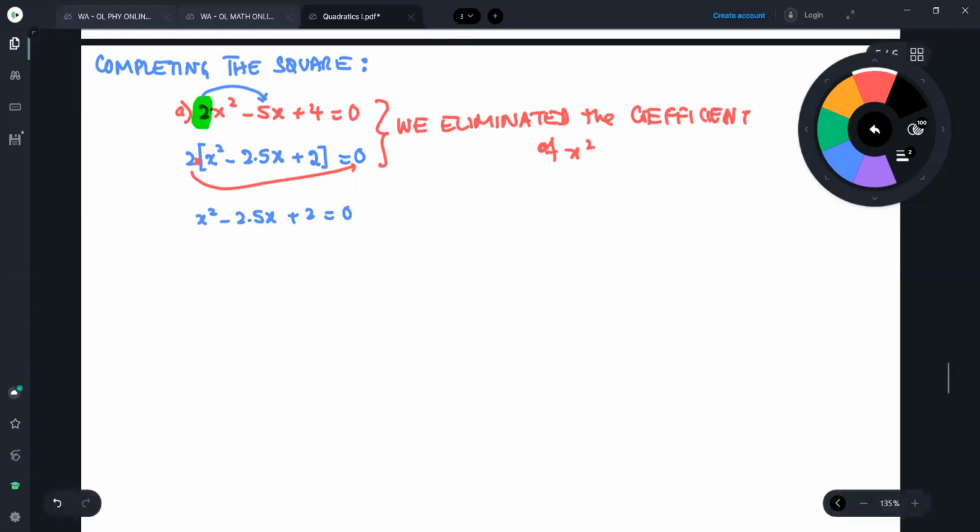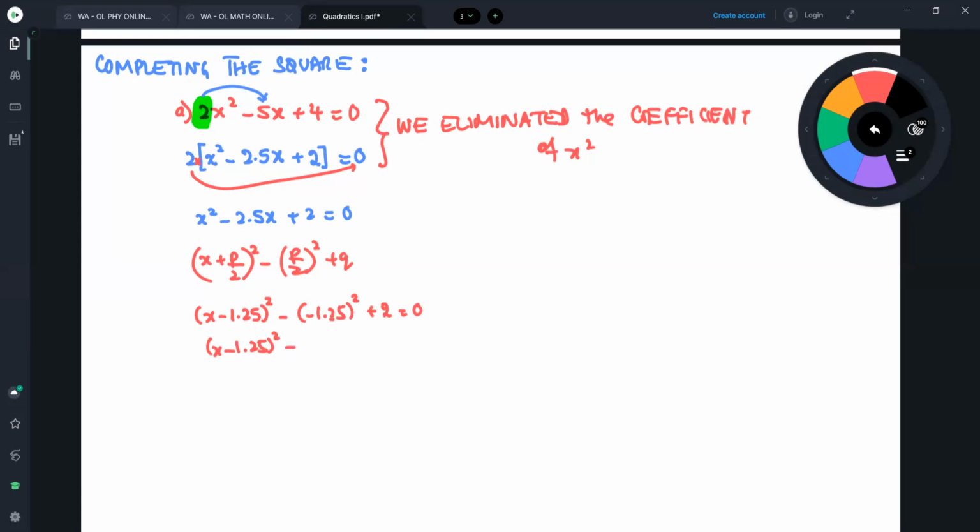Now the method remains the same, what we've been doing since yesterday: x plus p upon 2 whole square minus p upon 2 whole square plus q. Anybody could help me with this, please? Half of 2.5, please. So 1.25. And then minus 1.25 whole square plus 2. It's going to be x minus 1.25 whole square minus, can I have 1.25 squared, please? 1.5625, plus 2.